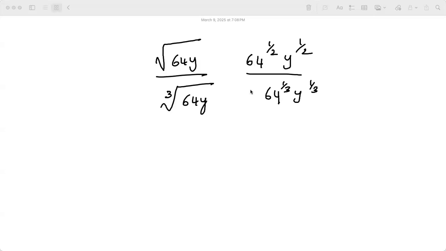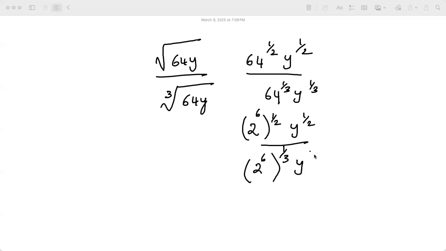Now, 64 power 1 by 2. I'm looking for the prime power. Okay, always follow the same logic. 2 power of what? 2 is a 4, 4 is a 8, 8 is a 16, 16 is a 32, 2 power of 6, right? Power 1 by 2, y power of 1 by 2, again 2 power of 6. Always go with the prime power. 1 by 3, y power of 1 by 3.